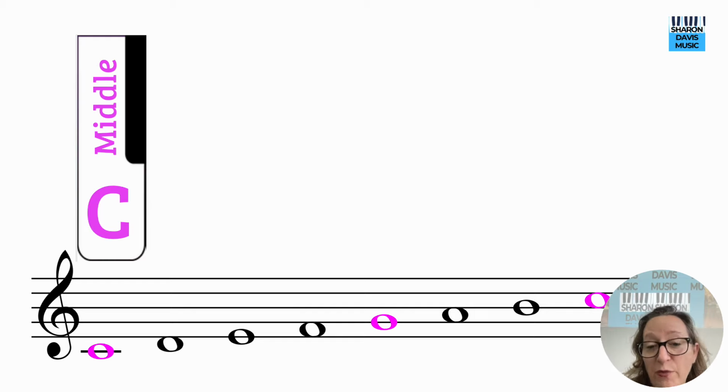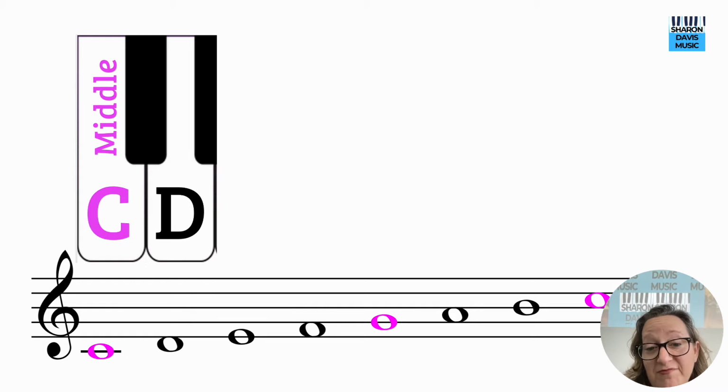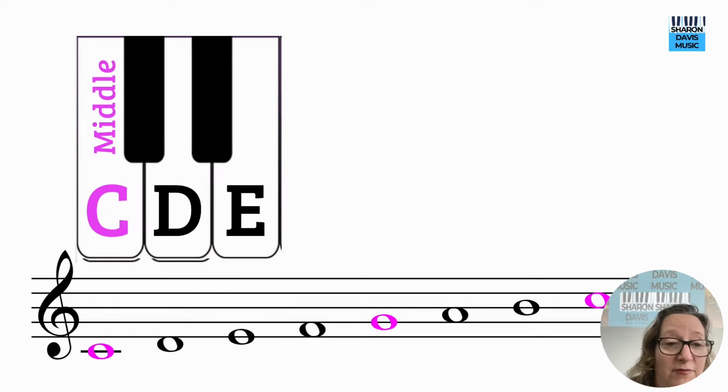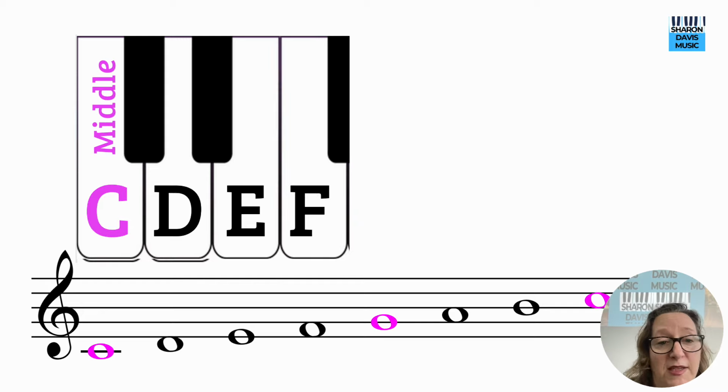When we use the alphabet in music, we only use A, B, C, D, E, F, G, and then those letters repeat. So as long as you know those letters of the alphabet, you don't even need to know the rest. You're actually good to go. We know that that first note is C, so the one immediately above it is going to be D. And the one following that is E. And after that is F.